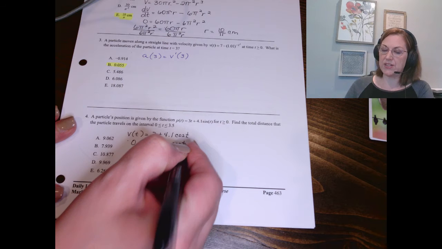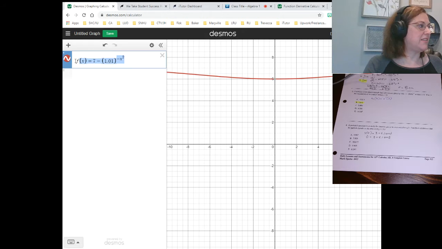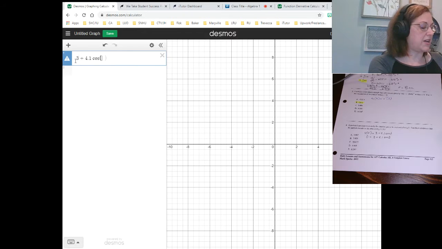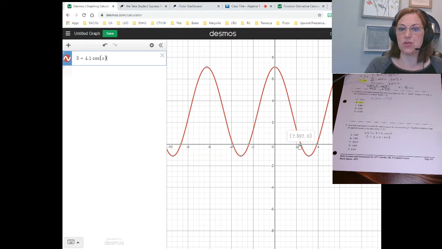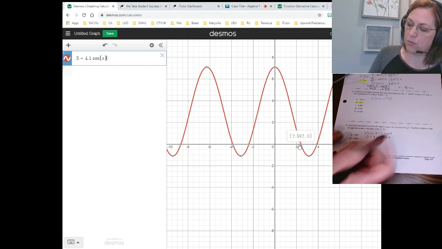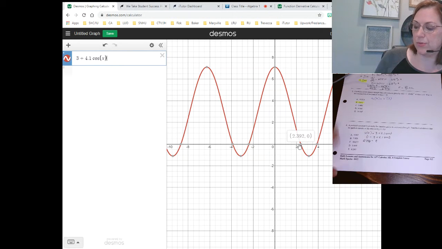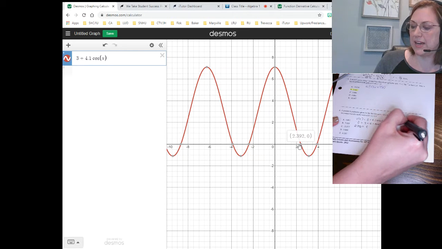So I want you to go to your Desmos calculator again. I'm going to take off this one and this one, and put in 3 plus 4.1 cosine of, you can do it of t or of x. Actually, I think you have to do it of x here. And we're going from 0 to 3.5. It looks like it changes direction right there, so our only turning point is at 2.392.